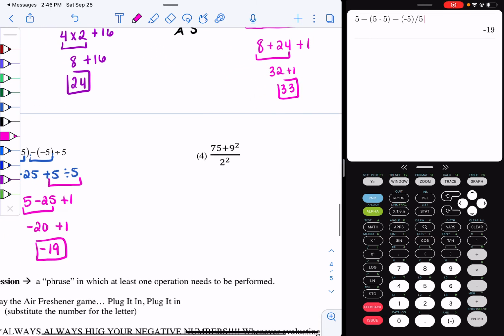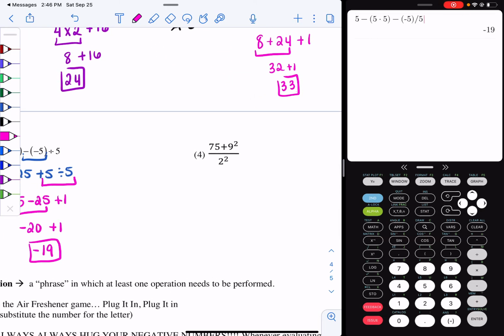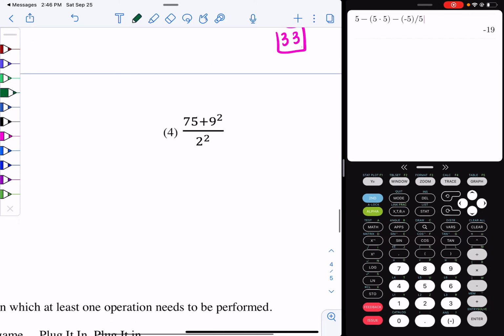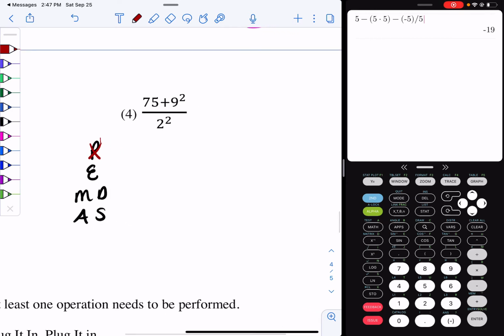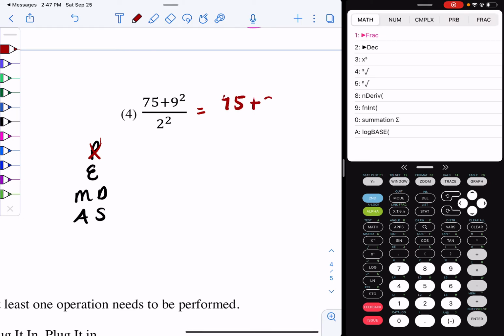Now, number 4 is a little different because we have a fraction. It's 75 plus 9 squared over 2 squared. So I do my Pemdas again. If you look, we have no parentheses. We do have exponents. We're going to do those exponents at the same time. So I have 75 plus 9 squared is 9 times 9, or 81. 2 squared is simply 2 times 2, which is 4. No more exponents.